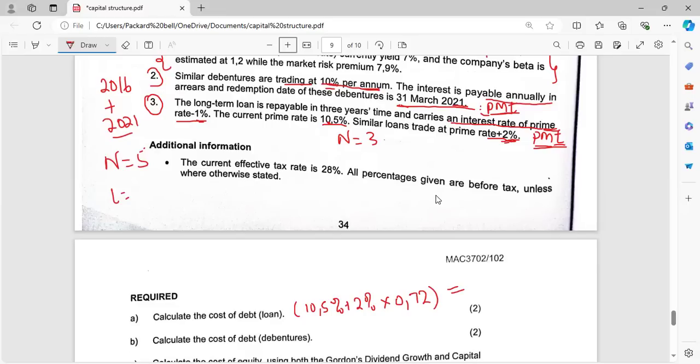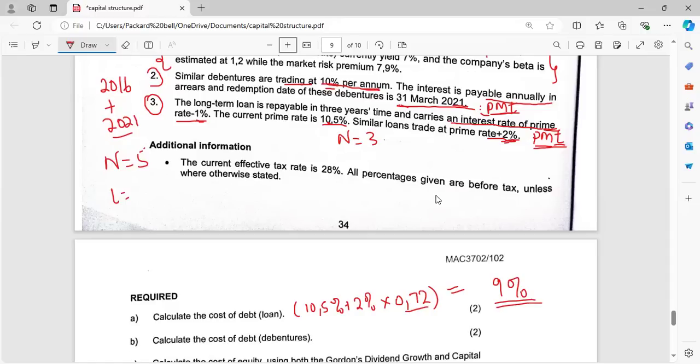If we add 2% to 10.5, we're going to have 12.5. Then we multiply by 0.72. How much are we going to have? It's going to be 12%. So the cost of debt is going to be 9%. That's the cost of debt. We'll be done with the cost of the debt.